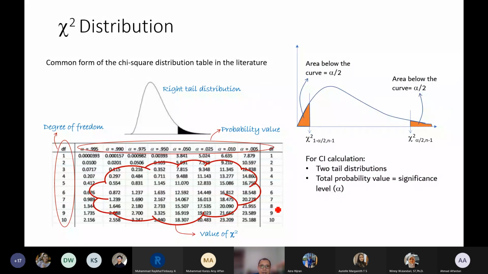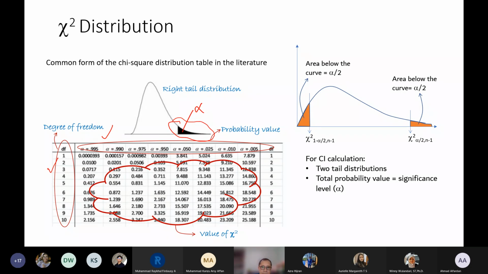So this is called a chi-square table. The layout is quite similar to the T distribution, in the sense that the first column is the degree of freedom, and the first row is the probability, the alpha. And here in my example, the alpha is given as a right tail distribution. So this is alpha, not alpha over 2, but just alpha.